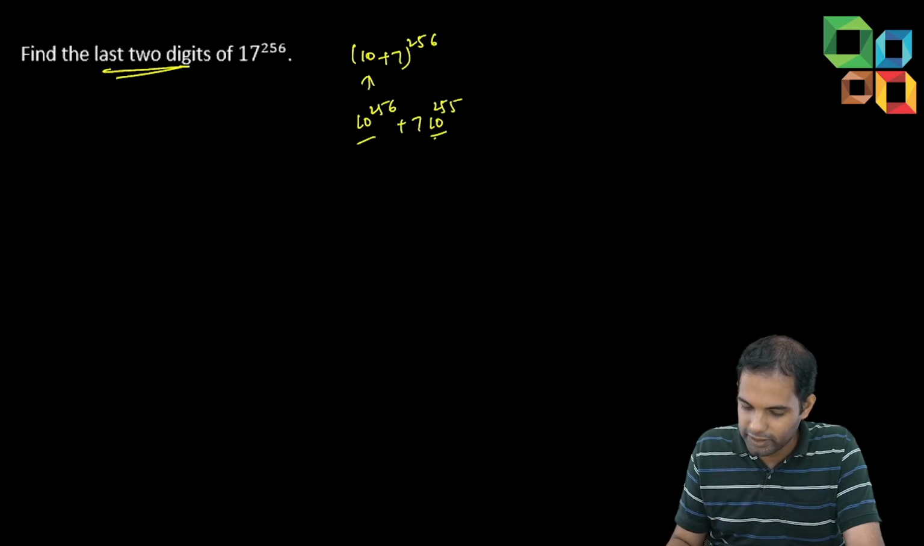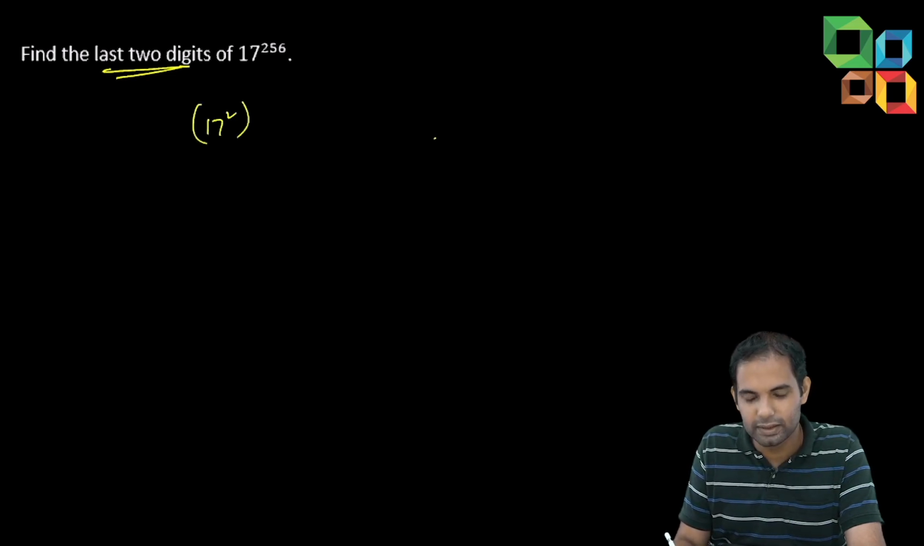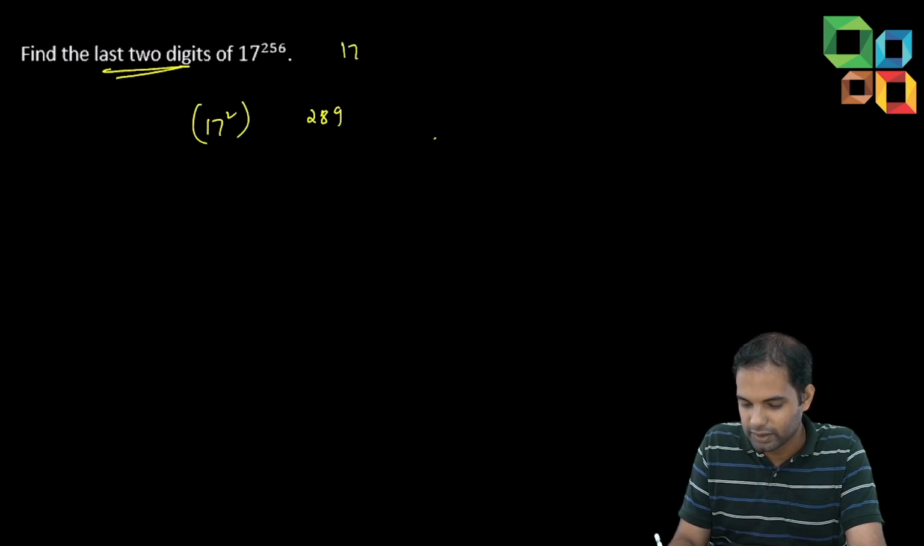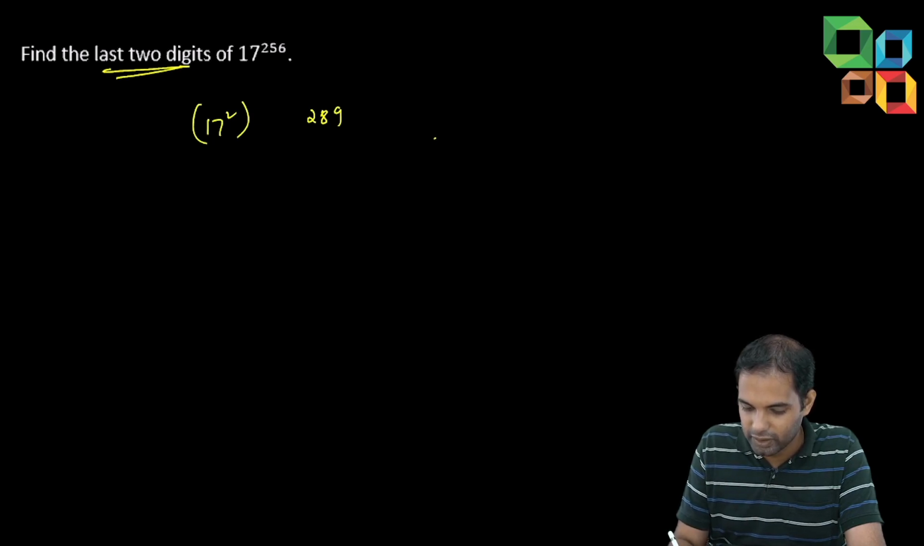Well, let us use the binomial theorem. Instead of directly writing 17 as 10 plus 7, we write 17 squared. So 17 squared is what? 289. Because the power is even, we don't have an issue. Even if the power is odd, you can always split it into 17 times something, depending on your problem. But in this case, it's even. So it is 17 squared to the power 128. That means it's 289 to the power 128.